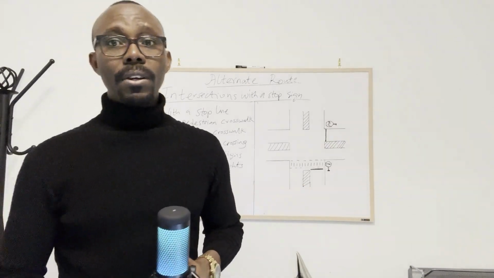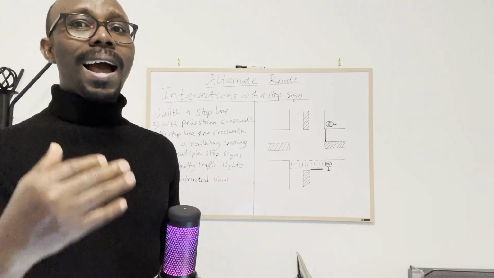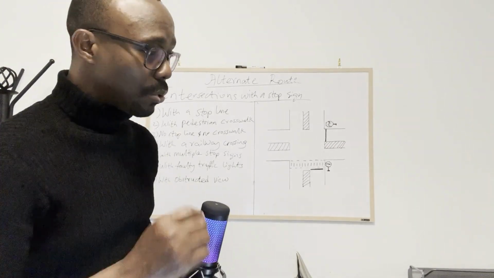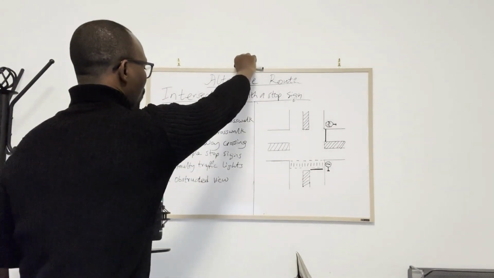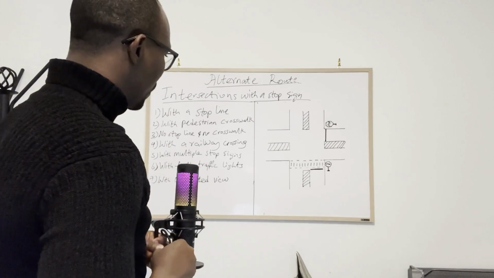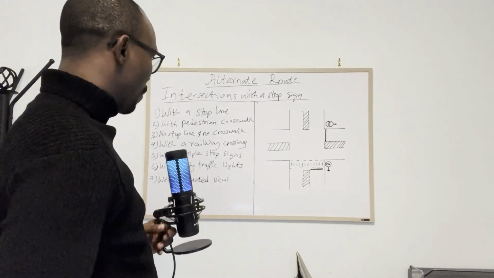So let's dive in. We are going to be looking at different scenarios, okay, different intersections, and what can happen and how you should stop at each of these intersections. So we are using this board to try to understand the different intersections and what you need to do to be able to stop appropriately.